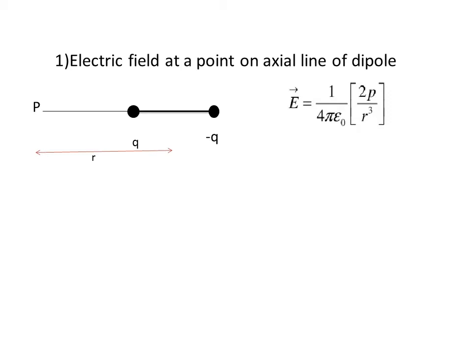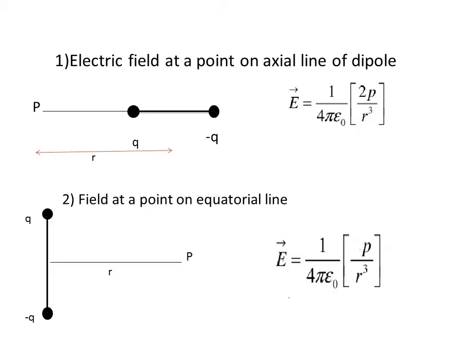Axial line is a line passing through the axis of the dipole, and point P is at a distance r from the dipole. The second case is electric field at a point on the equatorial line. Equatorial line is a line drawn perpendicular to the dipole. Point P is on the equatorial line at a distance r. Electric field E is equal to 1 by 4 pi epsilon 0 p by r cube. In both these cases, electric field E is inversely proportional to r cube.